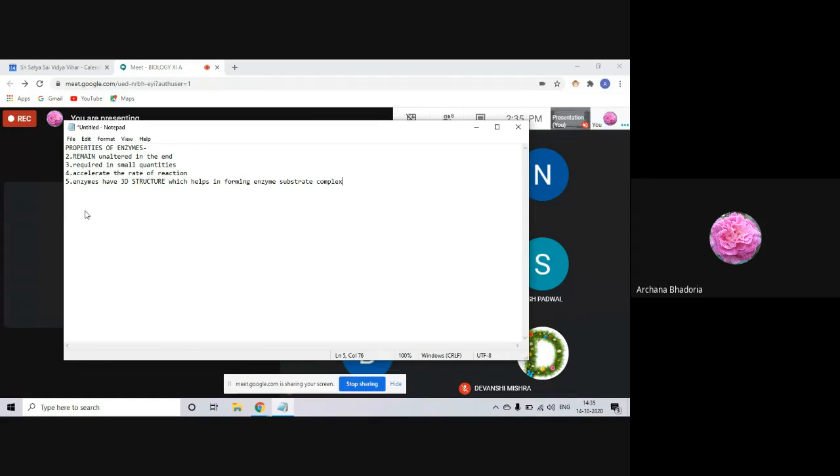All have noted this? Yes, ma'am. Okay, then the sixth property. Sixth property you write out. Reversibility of enzyme action. Noted. Sixth property, reversibility.